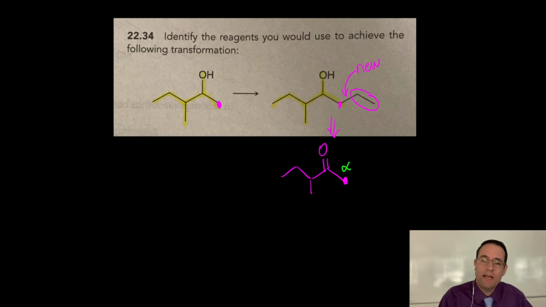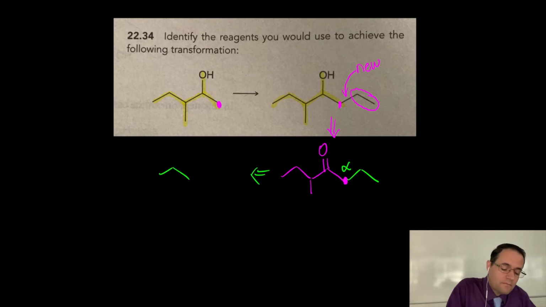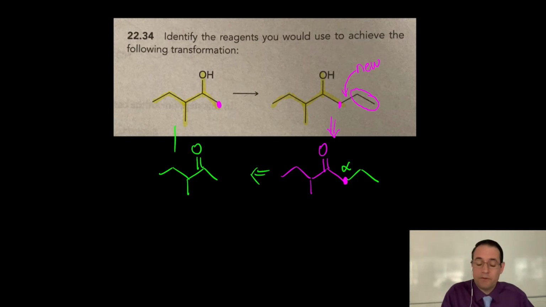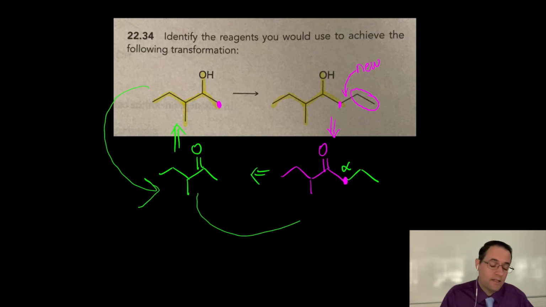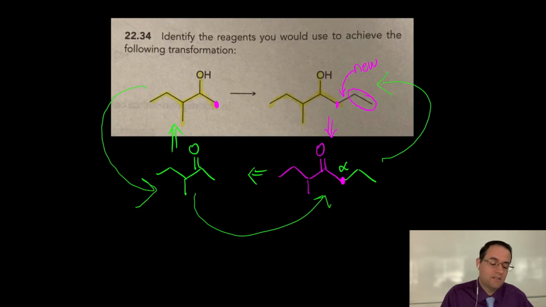Remember that you can only do alpha alkylations with ketones, aldehydes. So that's how we're gonna get this ethyl group here. So that can come from our boring old ketone, without the ethyl group, and then that can come from an alcohol. So we're going to do 2 reactions. We're going to take the alcohol and change it to this ketone. We're going to take the ketone and change it to this ketone, and then we're going to take this ketone and change it to an alcohol. So this is a 3-step synthesis.